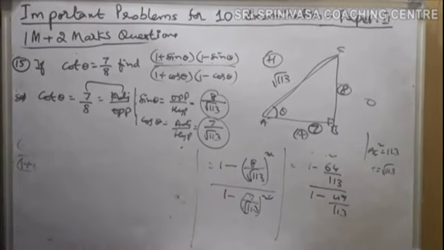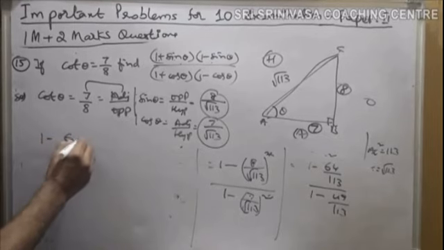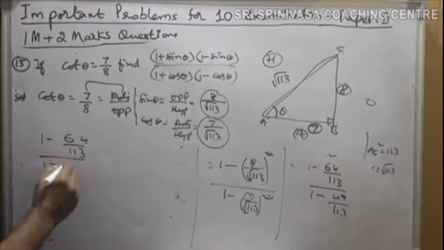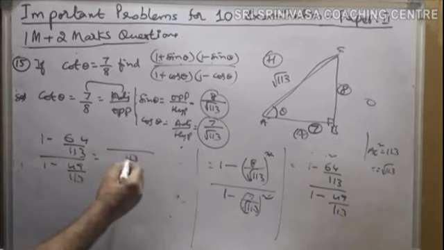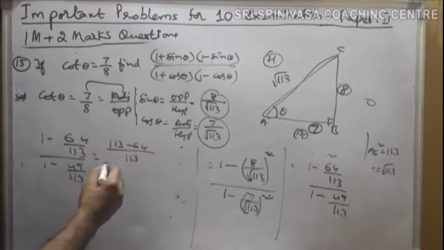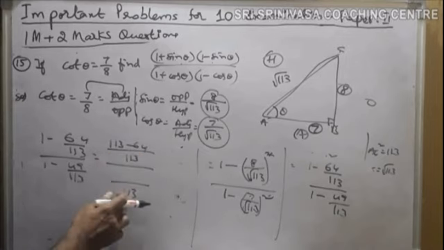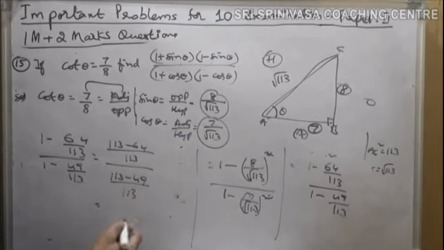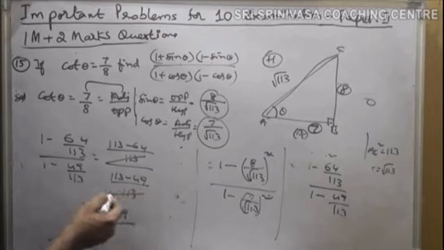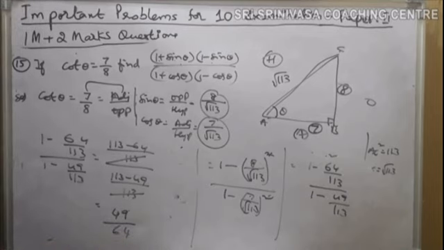So we have 1 minus 64 by 113 divided by 1 minus 49 by 113. So in the numerator I'll take LCM. LCM is 113, so I'll get 113 minus 64 divided by, in the denominator also I'll take 113 as LCM, so I'll get 113 minus 49. So let me simplify this. So what will we get here? 49. The 113 will cancel, so 49 divided by 64. So your answer is 49 by 64.